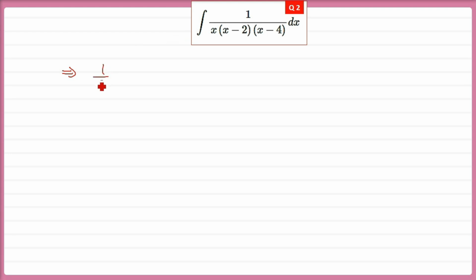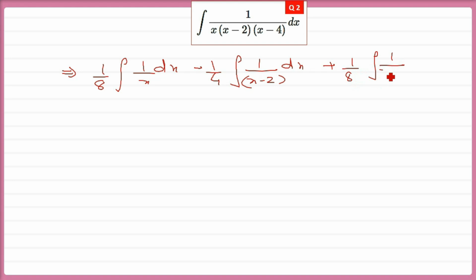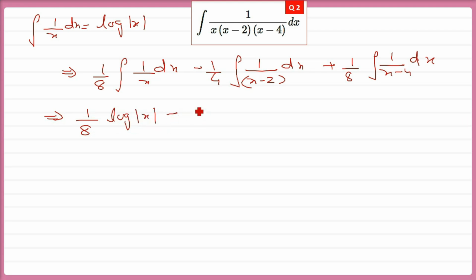1 by 8 that we have got as A, 1 by x dx. What was B? Negative 1 by 4, integration of 1 divided by x minus 2. Then we have the C, which is 1 divided by 8, integration of 1 divided by x minus 4 dx. Now you already know integration of 1 by x is log modulus x. So 1 by 8 log modulus of x minus 1 by 4 log modulus of x minus 2, plus 1 by 8 log modulus of x minus 4 plus a constant of integration.